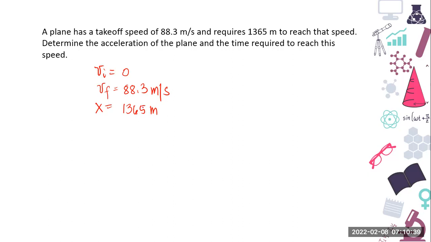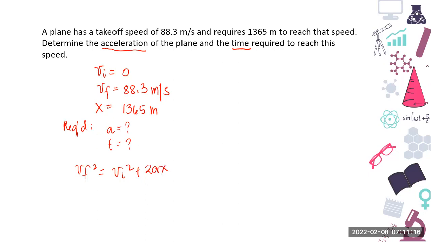And it's looking for acceleration and time. So we're looking for acceleration, and we're looking for time. We can go ahead and solve this problem right away by using one of the formulas. We have final velocity given. We also have x, so we can use the fourth formula, vf squared equals vi squared plus 2ax.